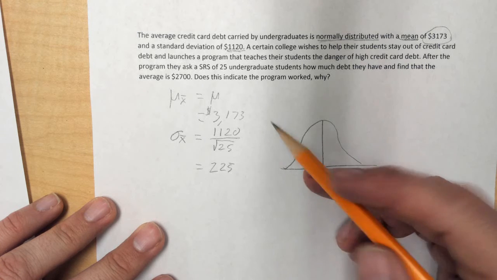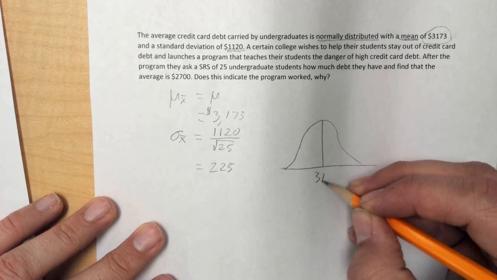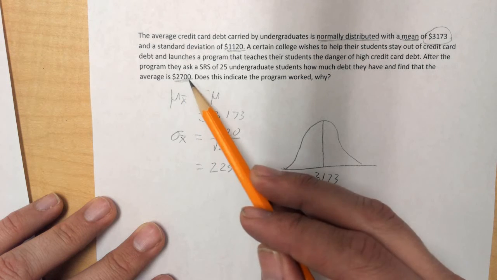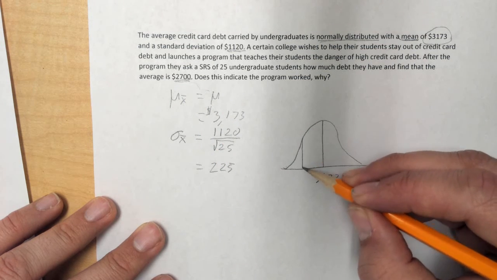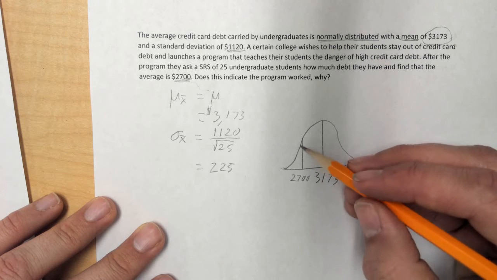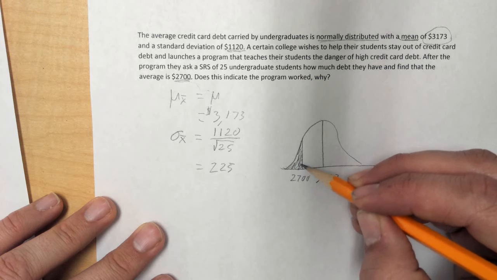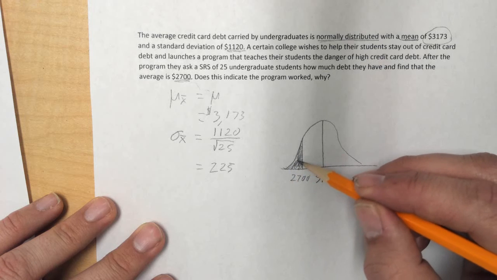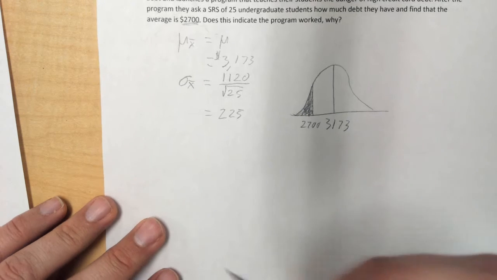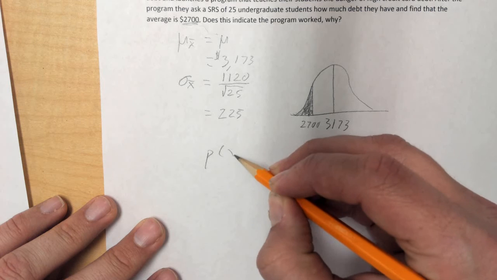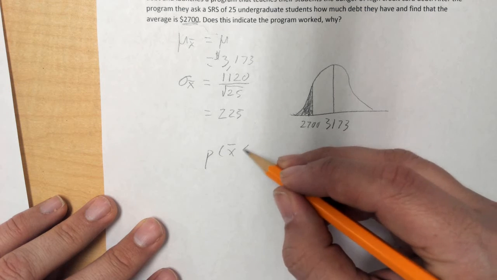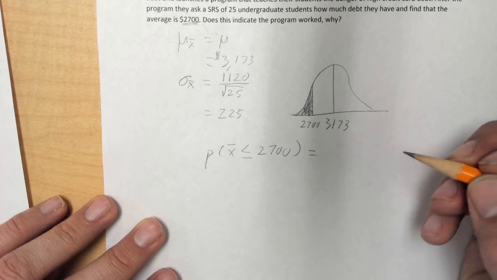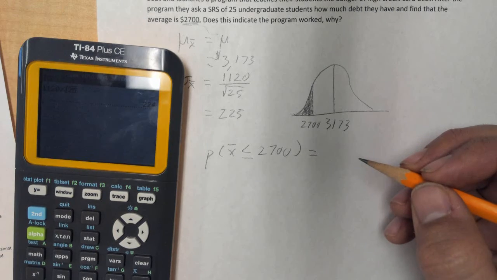It is centered on our population mean, which is 3,173. Our sample shows an average of only 2,700, which would be down here somewhere. We're trying to find this area, because that's the probability of getting this value or less. Remember, with normal curves, you always use a range of values. So we want to find the probability that we'll get a sample with an average less than or equal to $2,700.